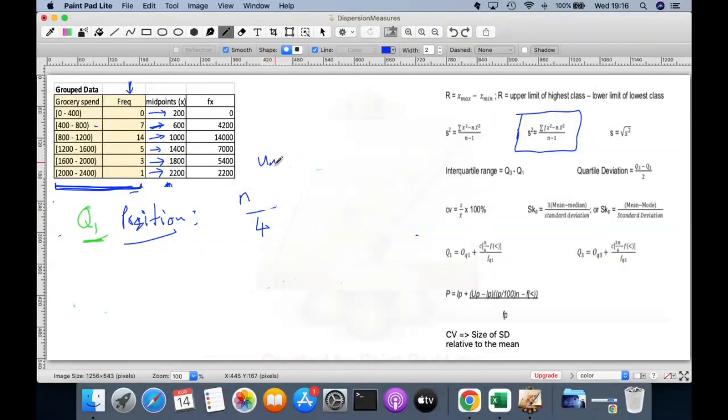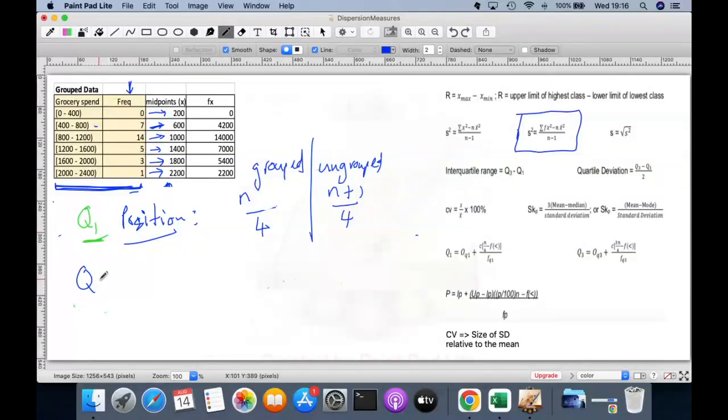For grouped data, the position of Q1 is n over 4. But for ungrouped data, it's n plus 1 over 4.